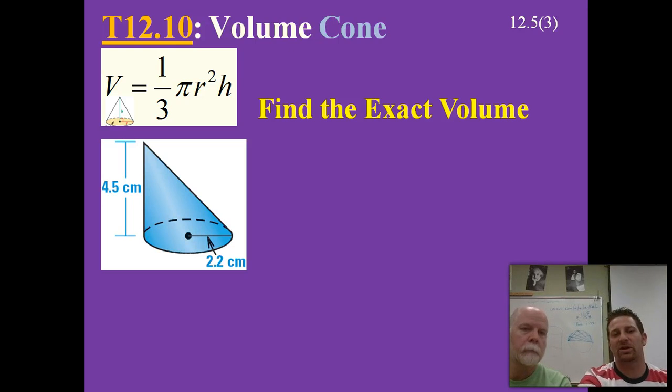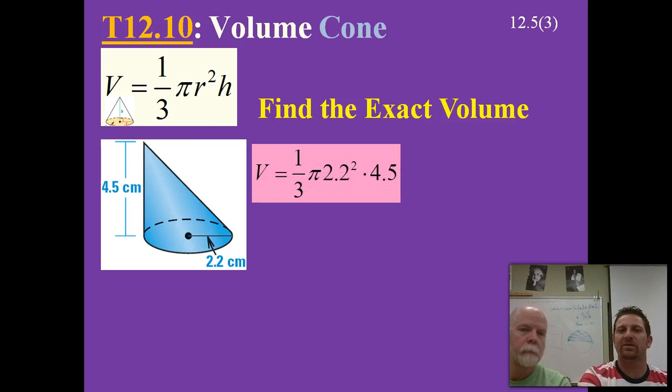We're looking for that perpendicular. So it's 1/3 pi, 2.2 is the radius, so 2.2 squared times 4.5. And there it is right there. Okay. So basically this is 2.2 squared times 4.5 divided by 3, and then attach a pi at the end of it. And you're going to get roughly 7.26 pi centimeters cubed.